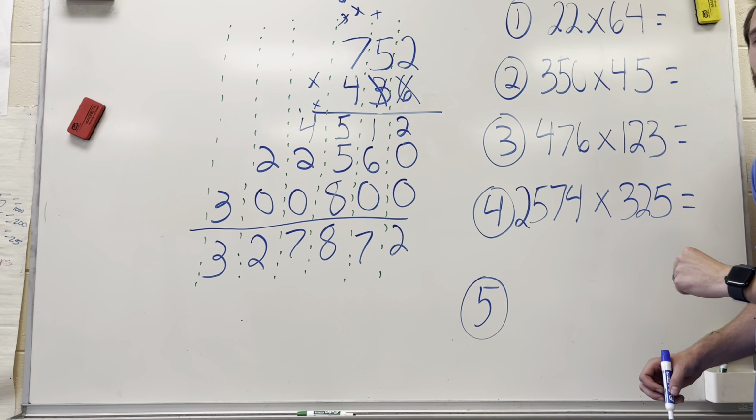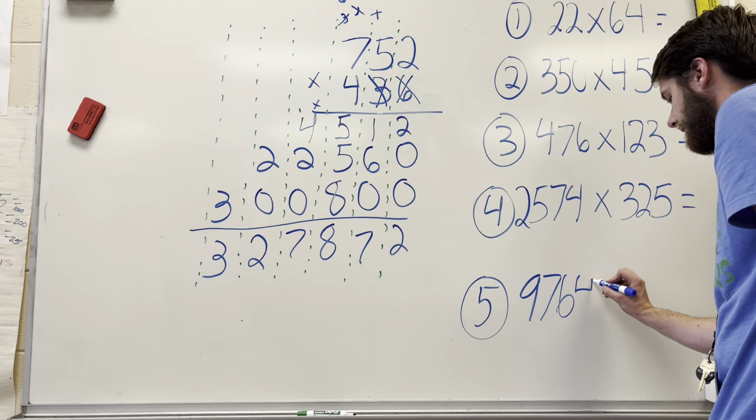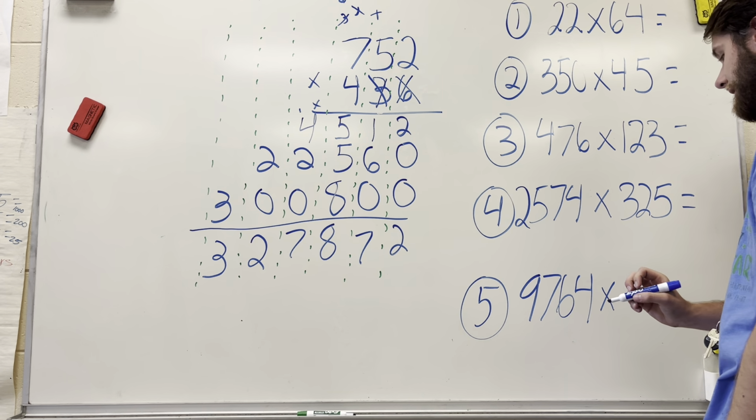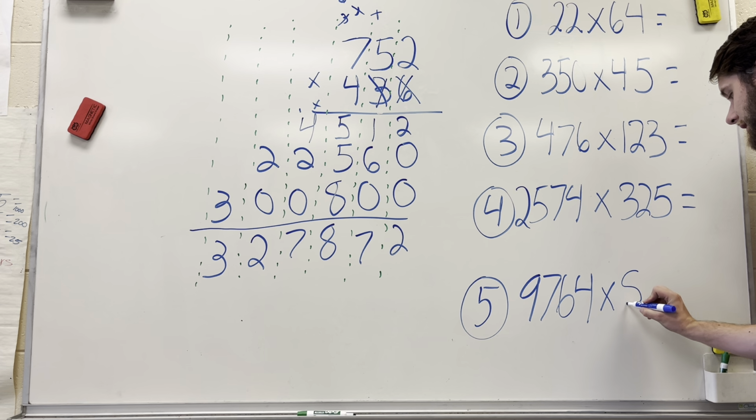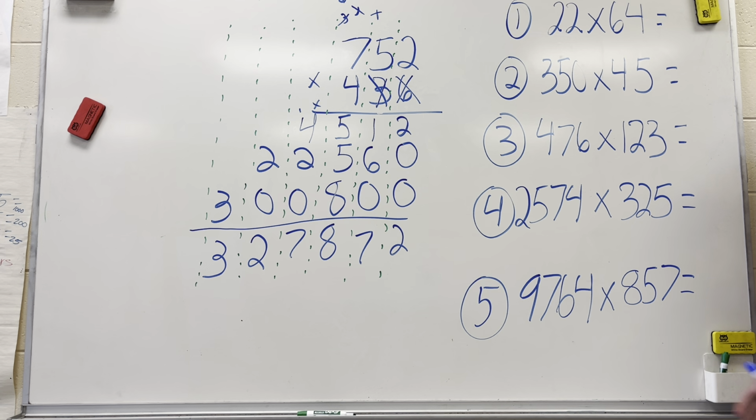Now let's make a really hard 4x3. Let's do 9,764 times 857. Okay, here's your 5 problems.